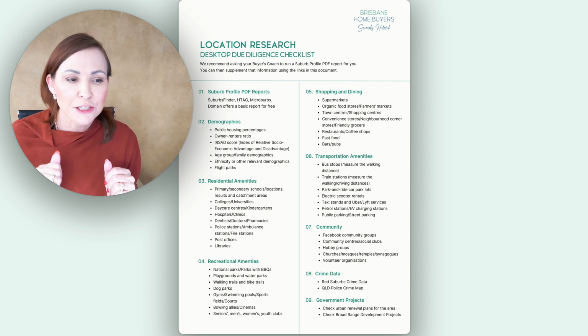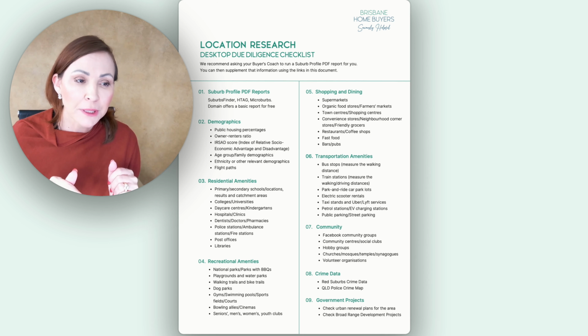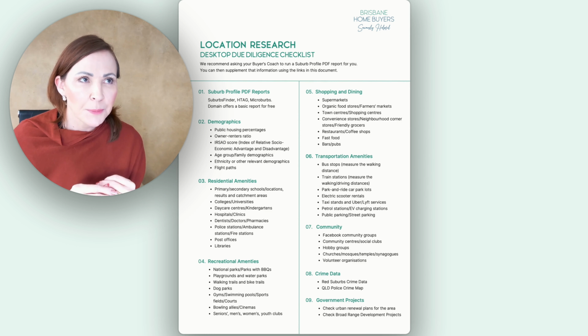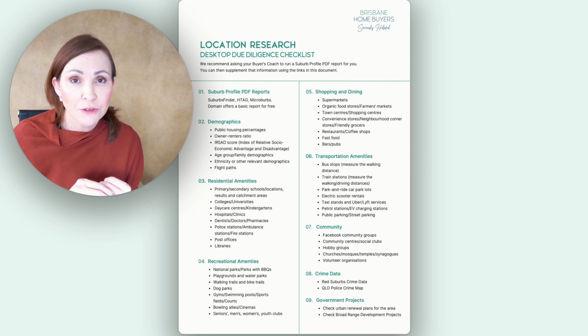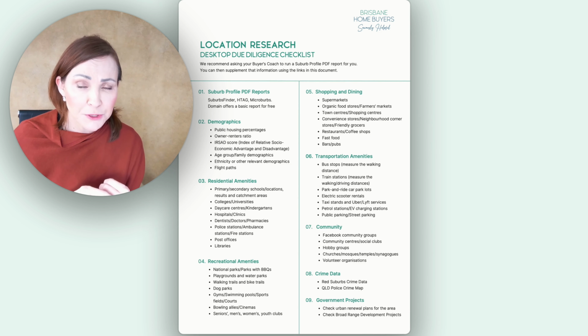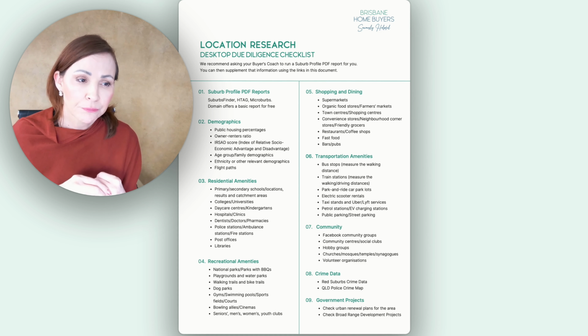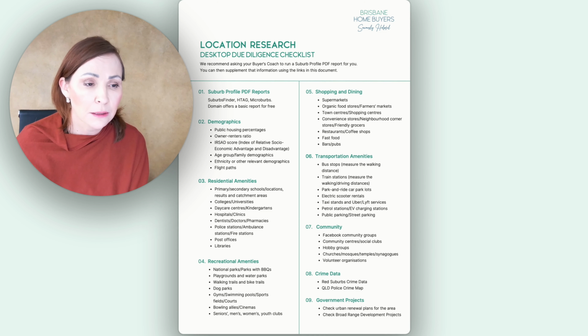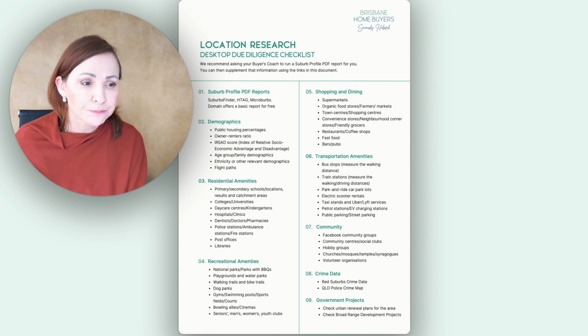SEIFA, that's the index of relative socioeconomic advantage and disadvantage. That gives you a picture of the wealth of an area or the lack of wealth, which would have you wanting to understand more about the amenities in that area and what types of amenities were there. I'll show you more about that in this workbook. There will be a link to where you can research that.